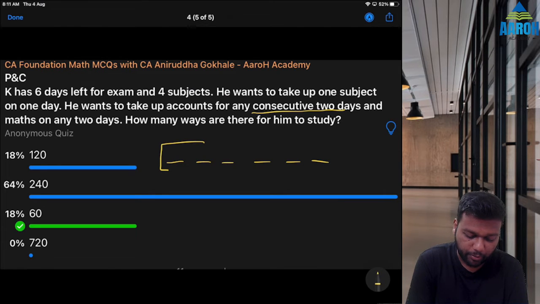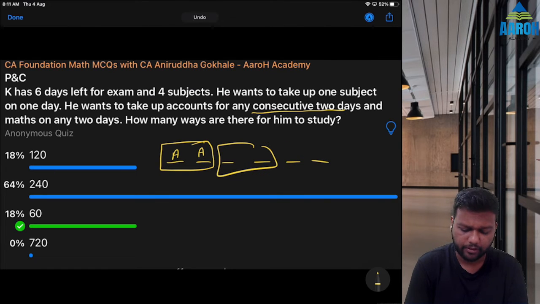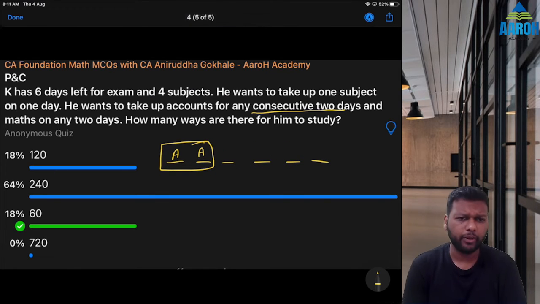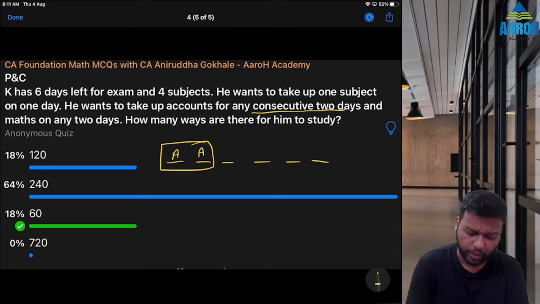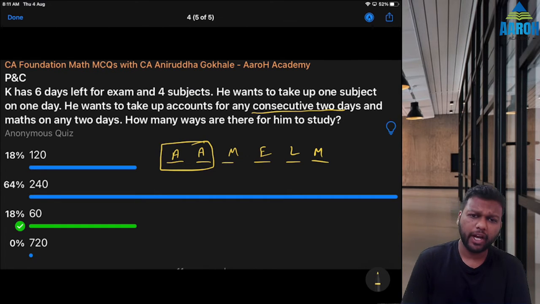So that means let's make a box for accounts. Accounts will be on any 2 consecutive days, either these 2 or these 2 or these 2, anything, right? Maths he can take on any 2 days. So on remaining 4 days, what will he take? Maths, eco, law, and maybe maths, right? Fine. So there are how many objects in total considering the box? 1, 2, 3, 4, 5. So 5 factorial ways.